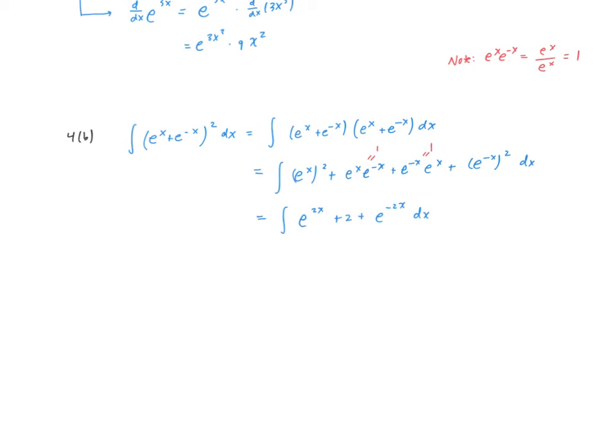We've seen previously that if we want to anti-differentiate e to the kx, this is 1 over k e to the kx. So making use of this formula, we would have term by term, 1/2 e to the 2x plus 2x minus 1 over 2 e to the minus 2x. And because it is an indefinite integral, we need plus C.